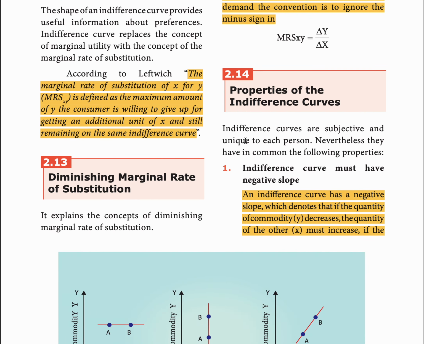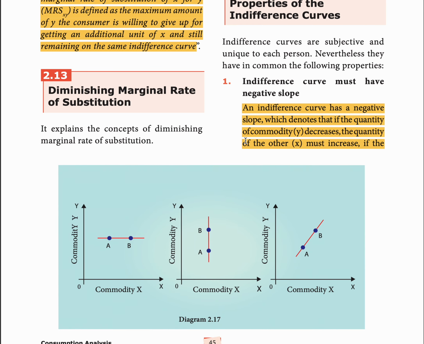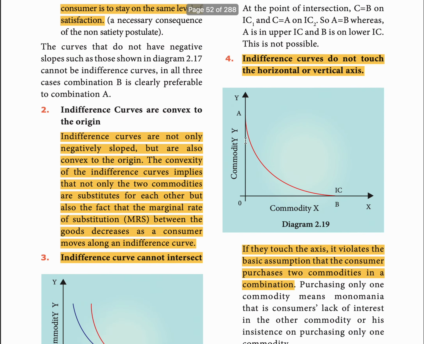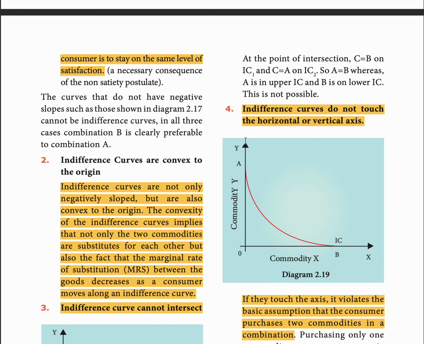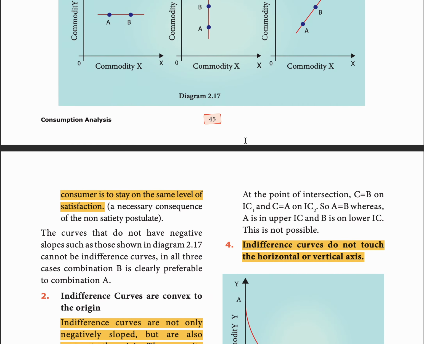Now the properties of indifference curves. What are the properties of this curve? An indifference curve must have a negative slope. As the quantity of commodity Y decreases, the quantity of the other commodity X must increase if the consumer is to stay on the same level of satisfaction. It means the slope should be negative, right?